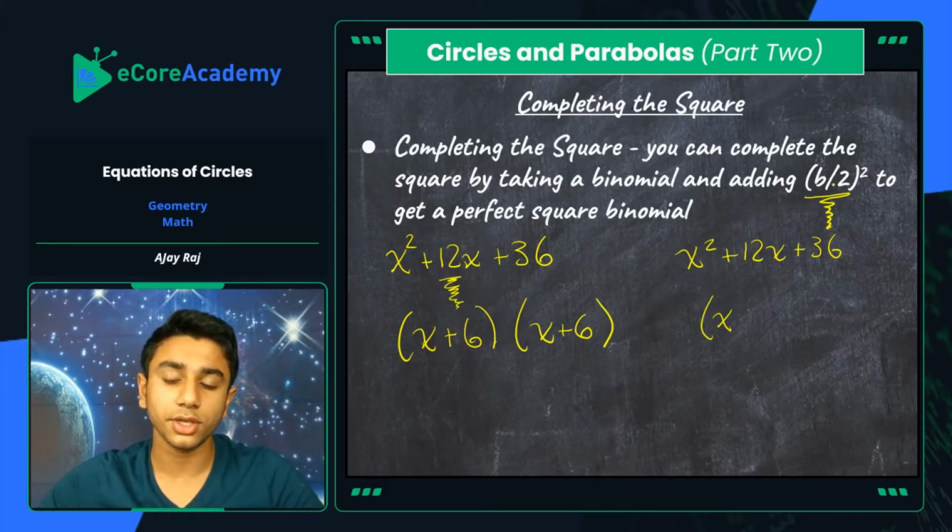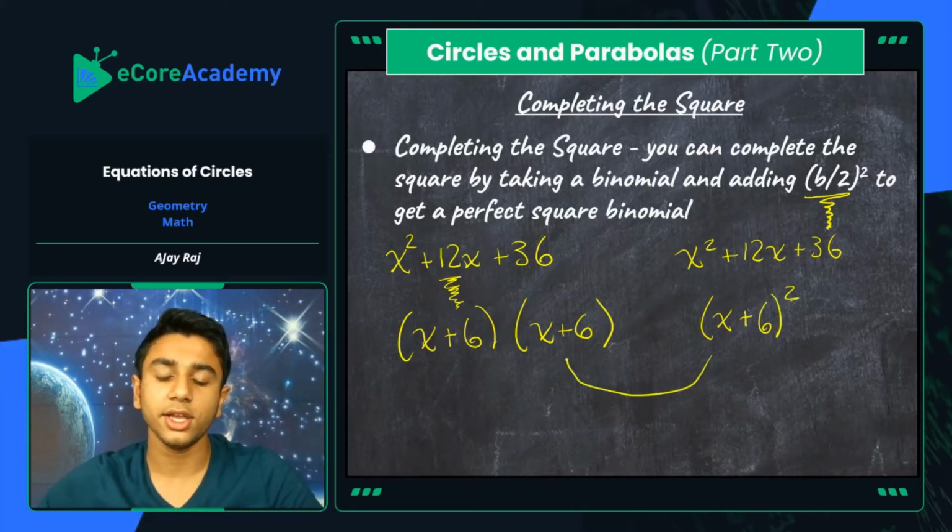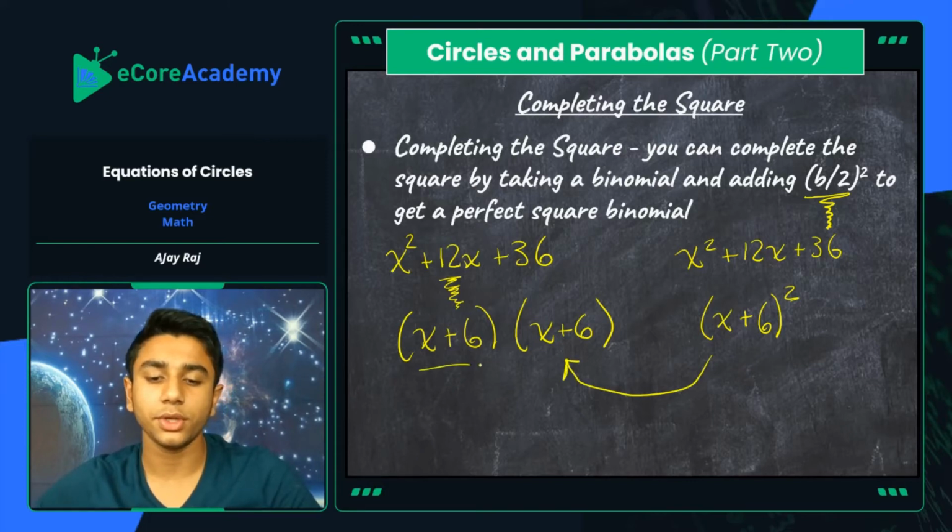So b over 2 is going to be 6, which is 12 over 2. And 6 squared, does that equal c? Yes, that does equal c. So that means it's a perfect square binomial, in which you can just write it as (x plus 6) squared, which is basically the simplified version of this whole equation.